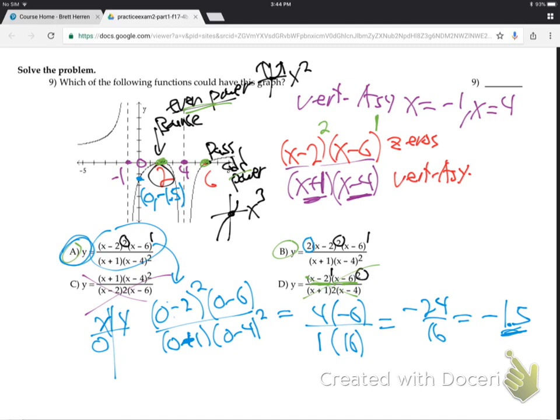A's the winner. If you plugged it into B, B would have been the same thing, except for B, it would have had a 2 on the top. So it would have been 2 times 4 times minus 6 over 1 times 16. It's the only difference. So that would have come out negative 3, twice as big as negative 1.5. And that's not right. The point over 0 down 3 is here, and that's not the right point. So the graph goes through over 0 down 1.5. So there we go. The answer is A. Hope that helps.